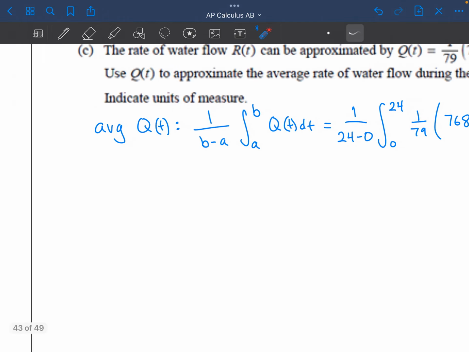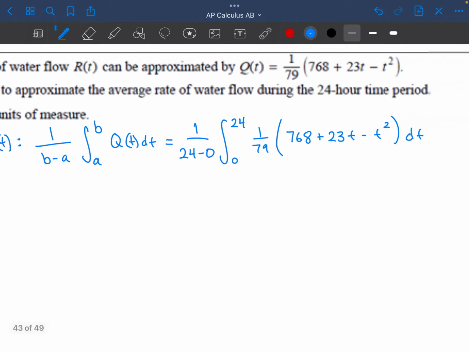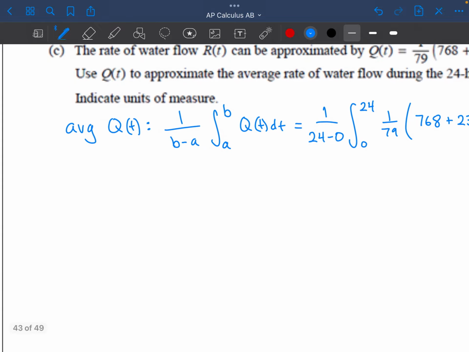Let's bring the 1 over 79 out. And I'm not going to multiply those together because I have a feeling that there's going to be some sort of cancellation. Otherwise, this problem is going to be way too gross. So I'm going to take the antiderivative all at the same time. This is going to be equal to 1 over 24 times 79. Okay, that's the fraction out front.